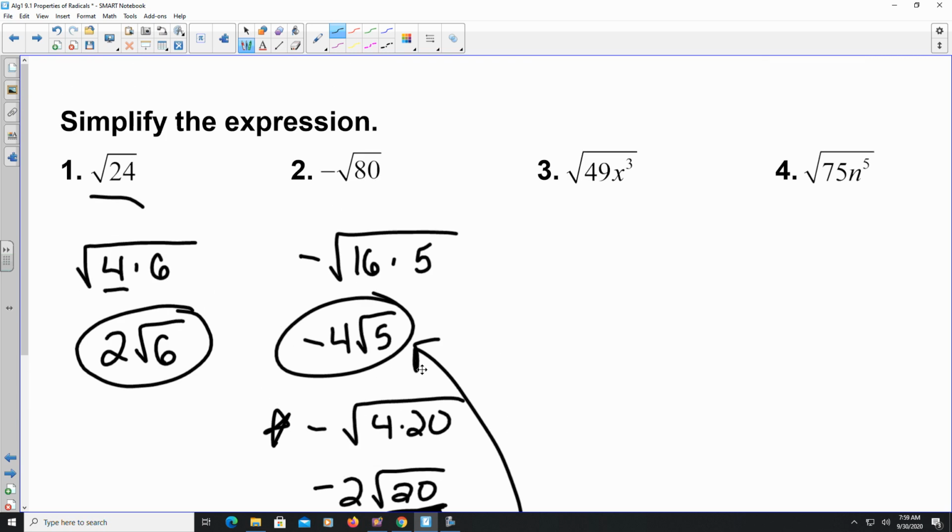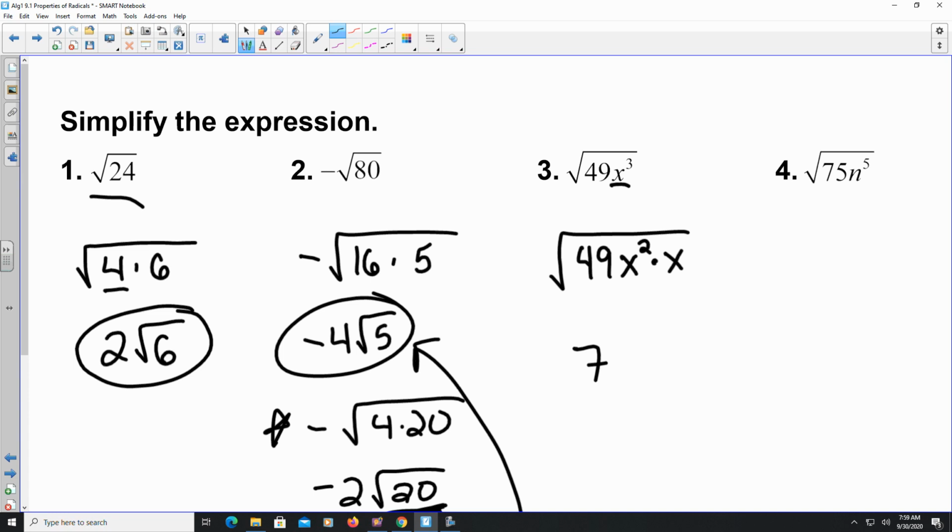If you look at number 3, I got the square root of 49x cubed. So 49 is a perfect square number because if I take the square root of 49, it's 7, so we're good there. So what I'm going to do is break this up. I want an even exponent, which in this case is 2, times x, because x squared times x is x to the third. Square root of 49 was 7, we said.